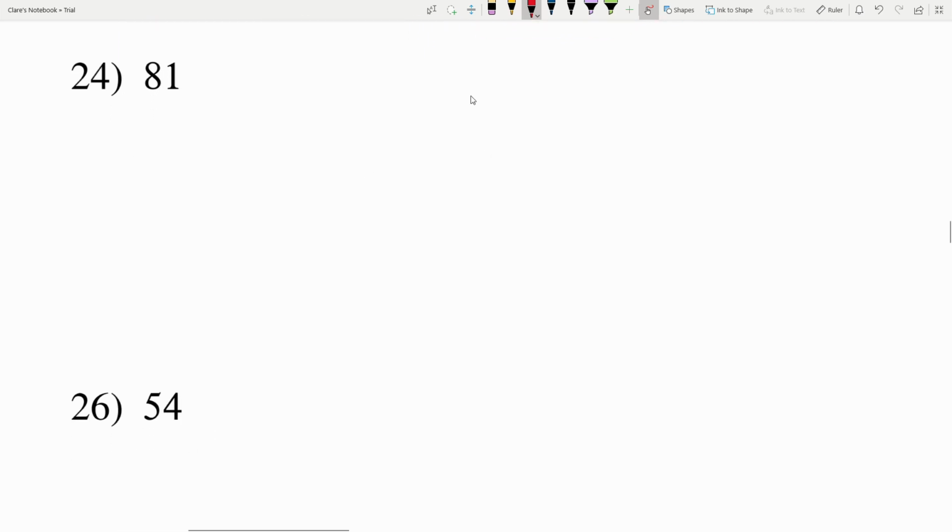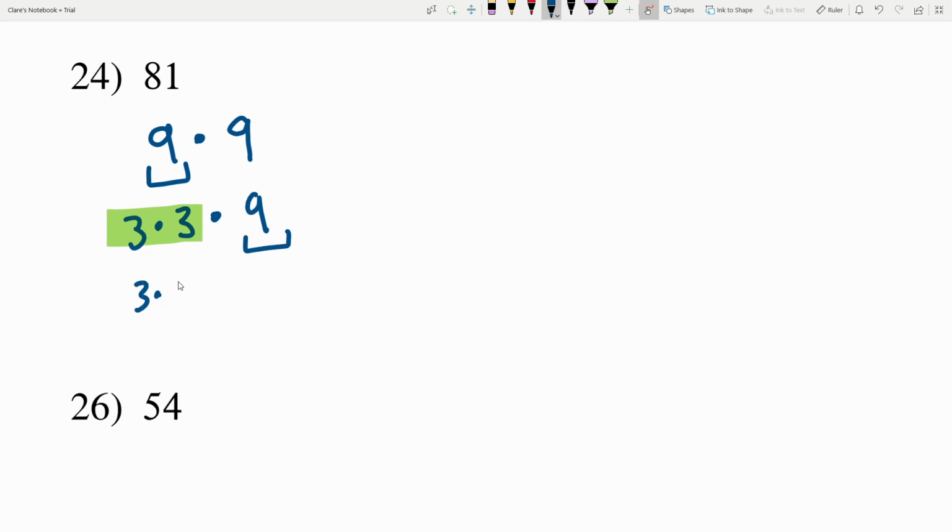In number 24, I have 81. Now I'm going to do this one slightly differently, because I know 81 is 9 times 9. So I didn't actually break it up into prime factors first, I just split it up into smaller numbers to work with. And I know that 9 is divisible by 3, and the other 9 is divisible by 3, so I'm going to rewrite this. 9 is 3 times 3, so I'll have 3 times 3 times 9. So I have primes, and then again 9 is divisible by 3, so 3 times 3 times 3 times 3.